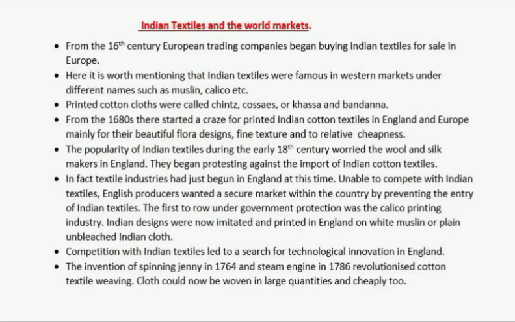In fact, textile industries had just begun in England at this time. Unable to compete with Indian textiles, English producers wanted a secure market within the country by preventing the entry of Indian textiles. The first to grow under government protection was the calico printing industry. Indian designs were now imitated and printed in England on white muslin or plain unbleached Indian cloth.